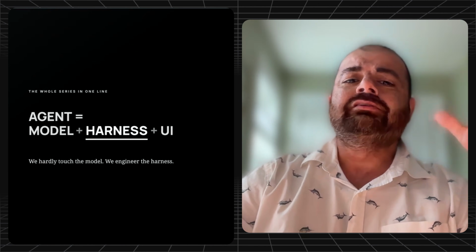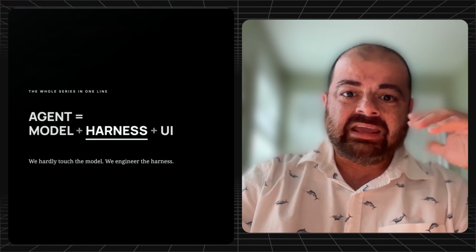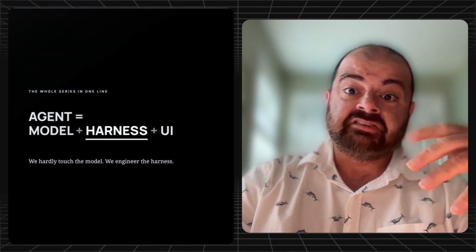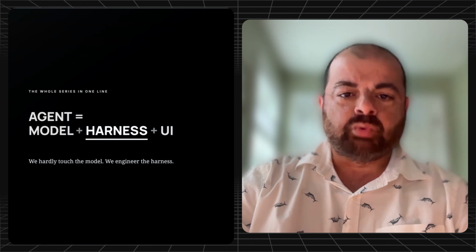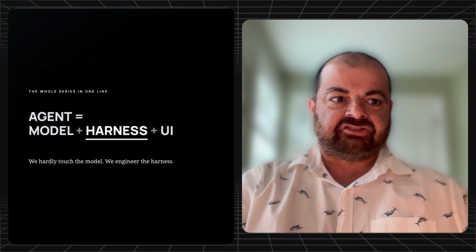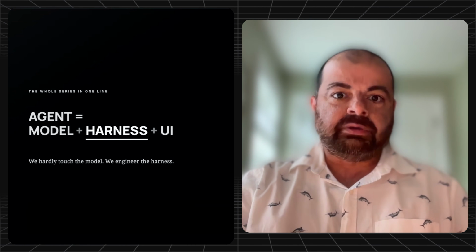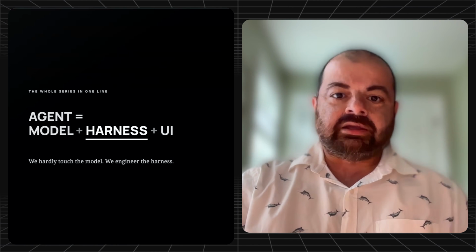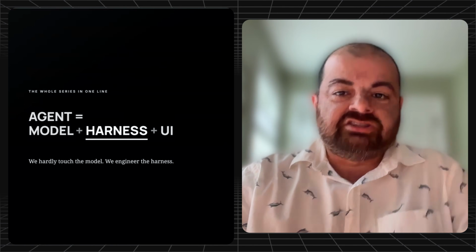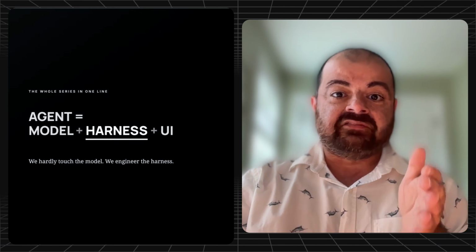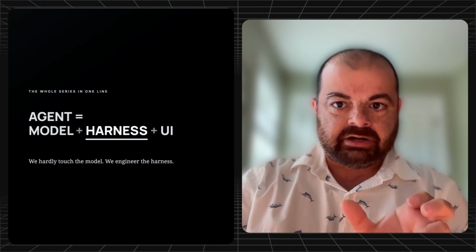So here's the whole series in one line. An agent is a model plus a harness plus a UI. The model is a stateless reasoning engine behind one API call. The UI is just how a human reaches it. And everything that makes it feel like an agent lives in the middle, the harness.